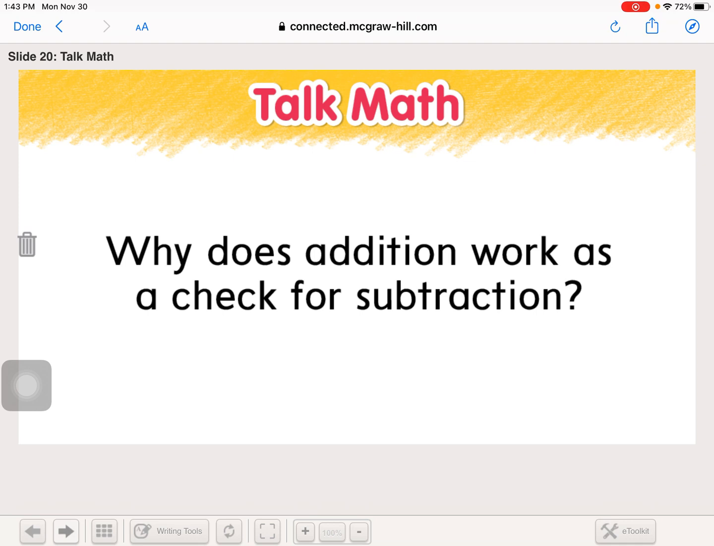Why does addition work as a check for subtraction? It works because the two are related. So you know that if a part plus a part equals a whole, then a whole minus that part's going to equal the part, right?